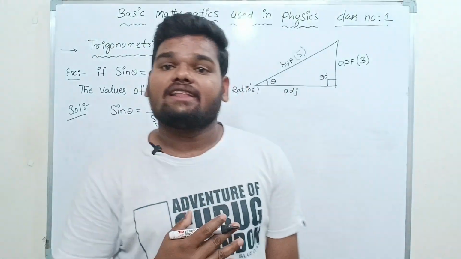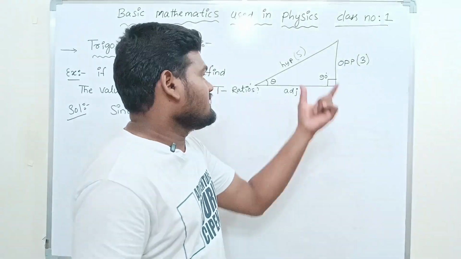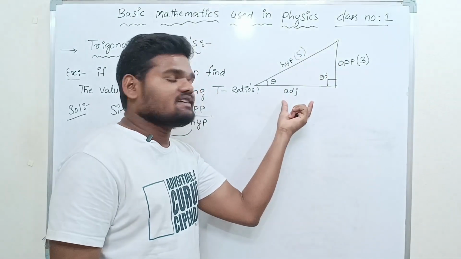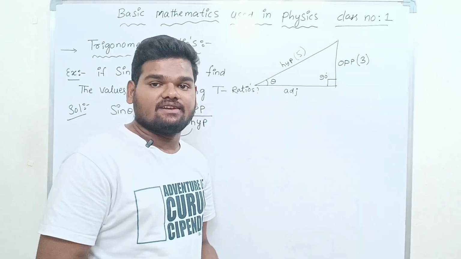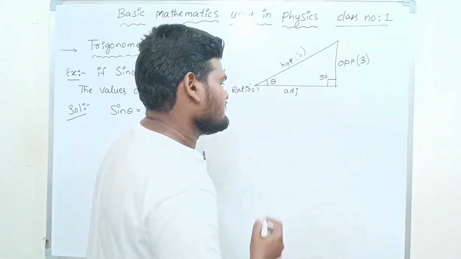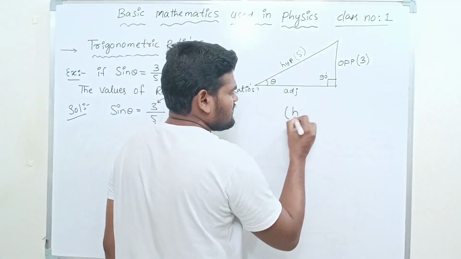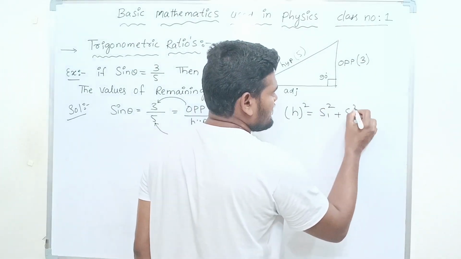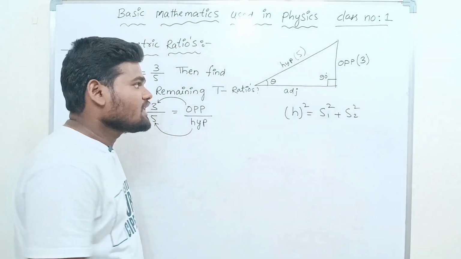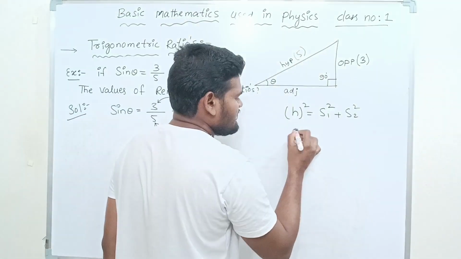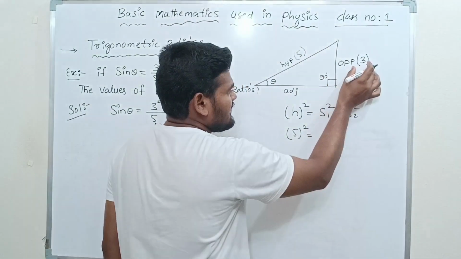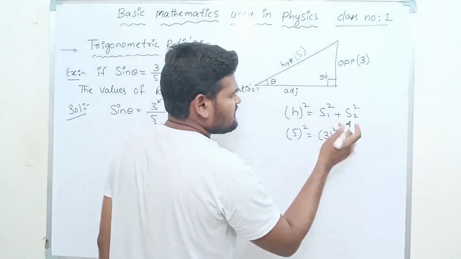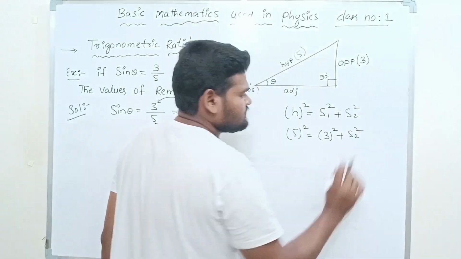But from Pythagoras theorem, if we know the values of any two sides in a right angle triangle, we can find the value of the third side. So what is Pythagoras theorem? Hypotenuse square is equal to side 1 square plus side 2 square of a right angle triangle. So hypotenuse is 5 square, which is equal to side 1, which is 3 square, plus side 2, which we don't know, we have to find.